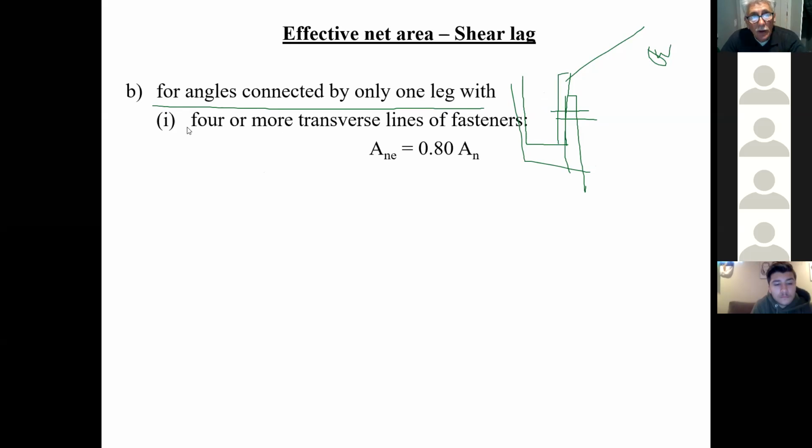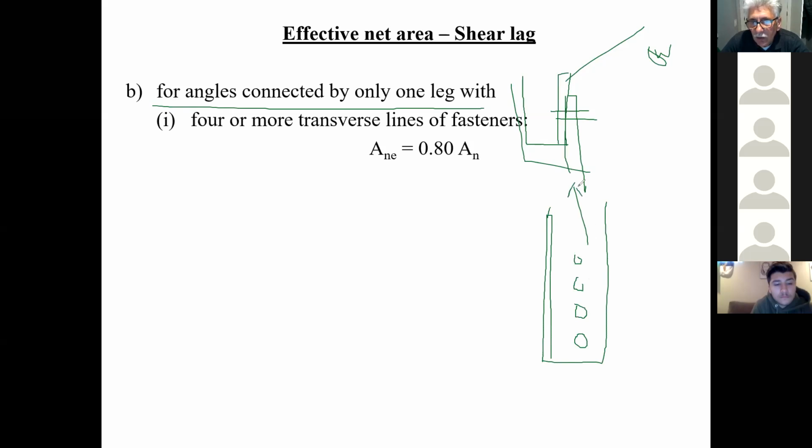Okay, so for 4 or more transverse lines of fasteners. What they're saying here, let me draw this so that you guys can understand what's happening. Here's my angle. For example, I'm connecting it with 1, 2, 3, 4 bolts, and this is the line of action.